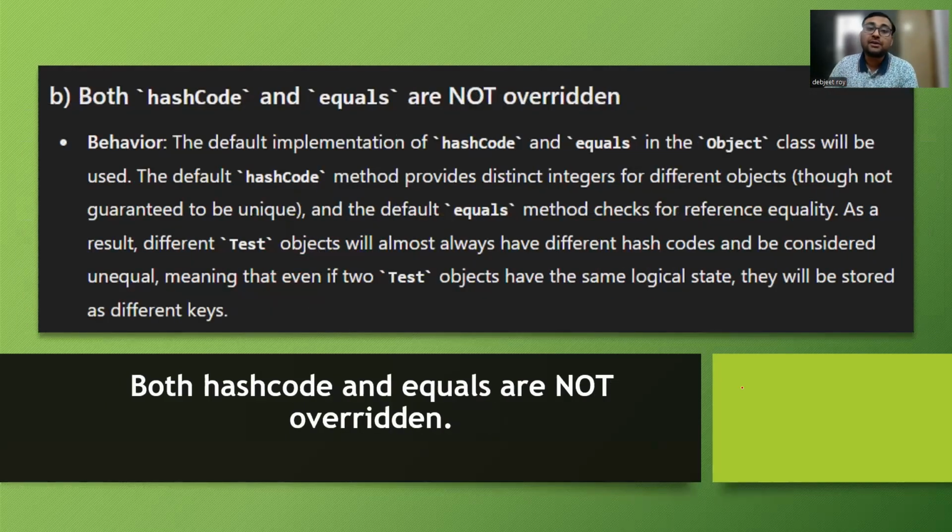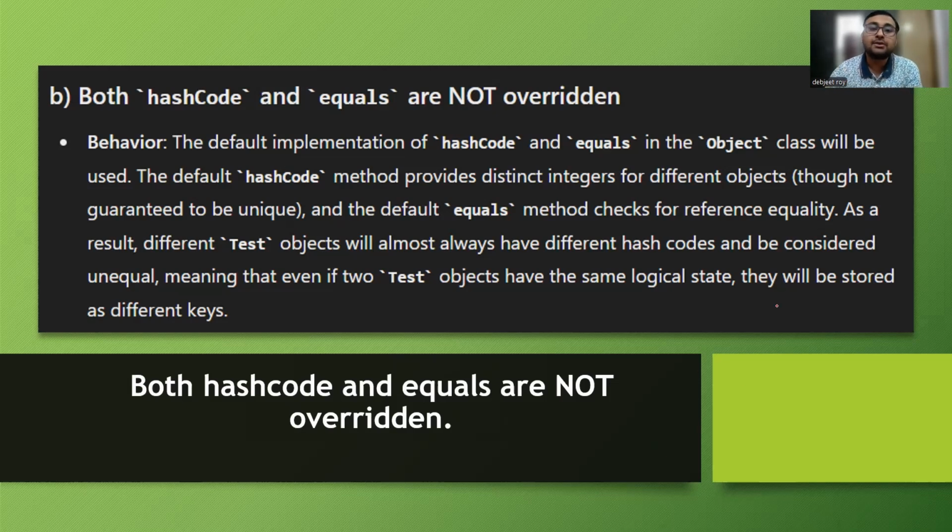Next comes: if both hashCode and equals are not overridden, then what will happen? Then it will give the default implementation of the Object class hashCode and equals methods. The Object class has a lot of methods, like hashCode, equals, wait, then sleep, wait with no argument, and finally getClass. Hashcode and equals are some of them. So the Object class methods will be used if you are not overriding hashCode and equals explicitly.